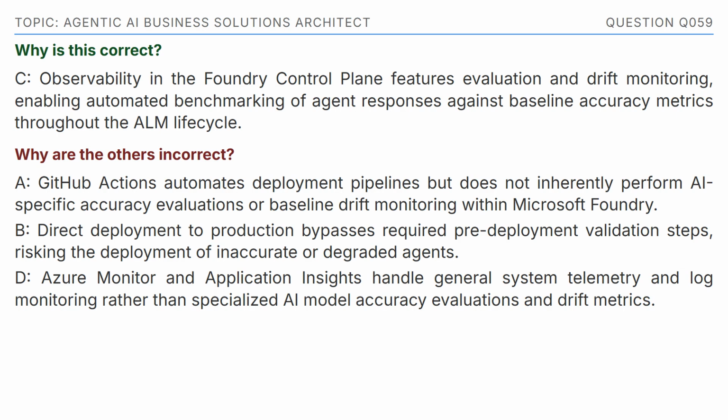Why are the others incorrect? A. GitHub Actions automates deployment pipelines but does not inherently perform AI-specific accuracy evaluations or baseline drift monitoring within Microsoft Foundry. B. Direct deployment to production bypasses required pre-deployment validation steps, risking the deployment of inaccurate or degraded agents. D. Azure Monitor and Application Insights handle general system telemetry and log monitoring rather than specialized AI model accuracy evaluations and drift metrics.